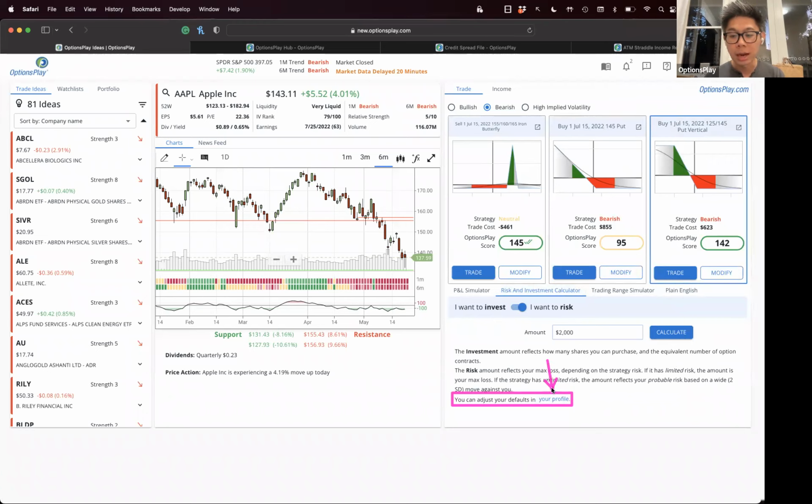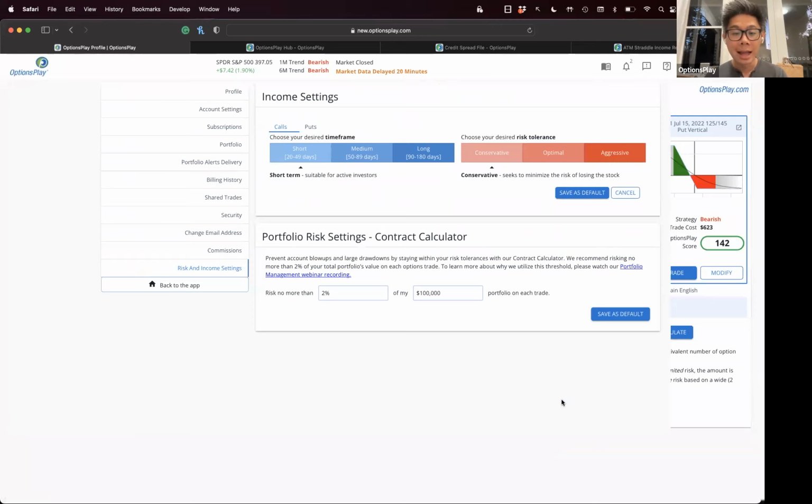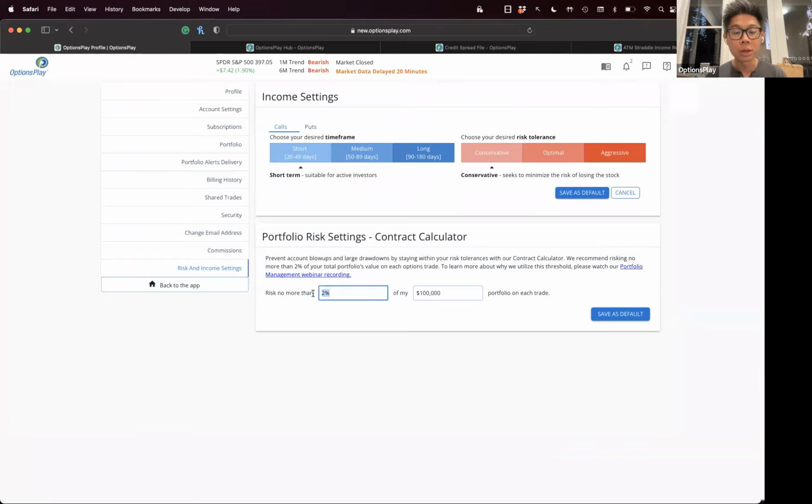So I suggest that everyone here, after you finish here today, or if you're logged into the platform right now, go to your risk and investment calculator, click on this button here at the bottom to adjust your defaults in your profile. And what you should do is put in how much your portfolio is worth today. If you have a $500,000 portfolio, enter that amount. And what you should do is risk no more than 2% of your total account value per trade.